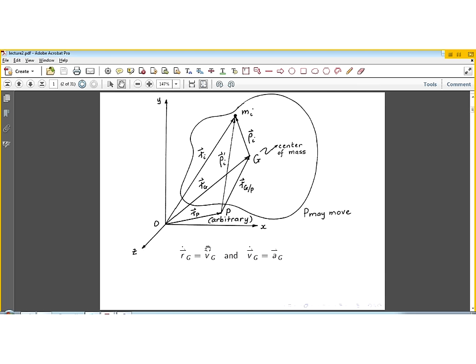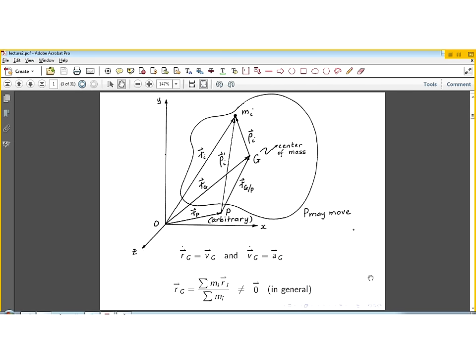And nothing prevents me from taking the second time derivative of the position vector, which will then be the first time derivative of the velocity vector, which I have on the right-hand side. So Vg dot is Ag. So A sub G is the acceleration vector of the center of mass. And it's the first time derivative of the velocity vector. And of course, it's then the second time derivative of the position vector of the center of mass.